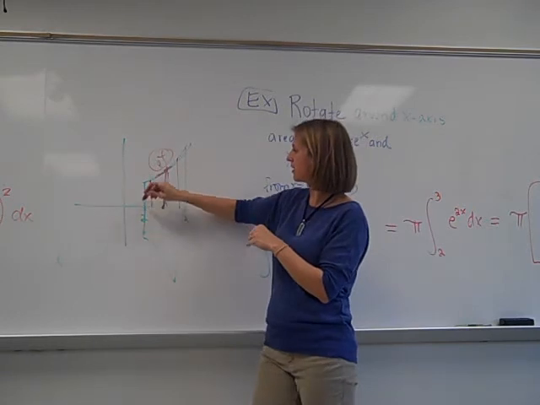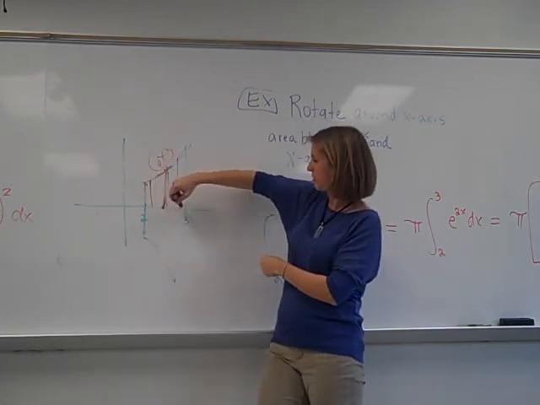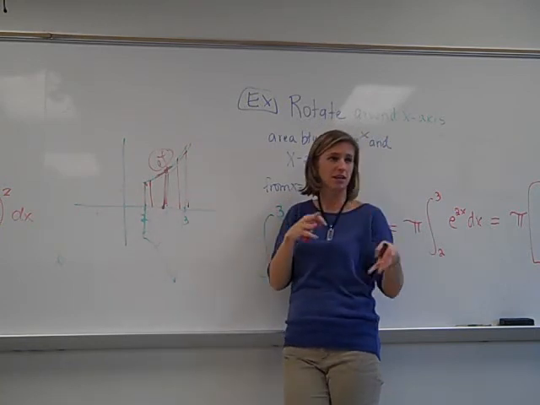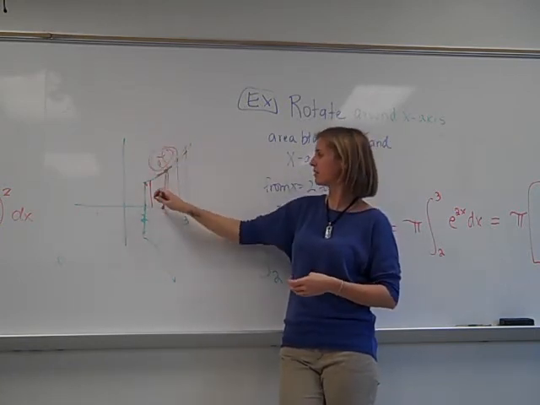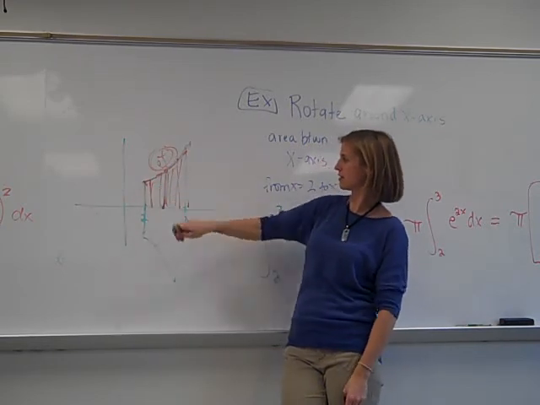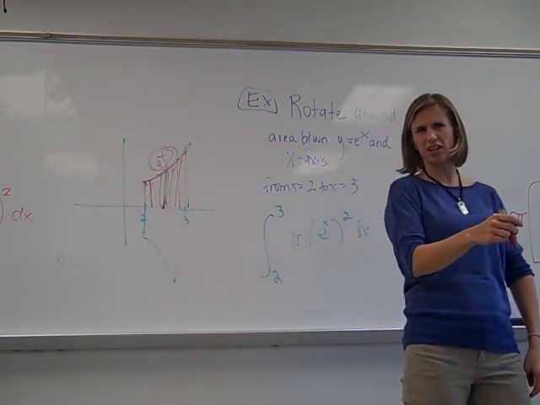So when I'm here, my radius is e squared. When I'm here, my radius is e to the 3rd, and in between it's between e to the second and e to the third. So I use e to the x to represent that my radius is changing, because this is changing.